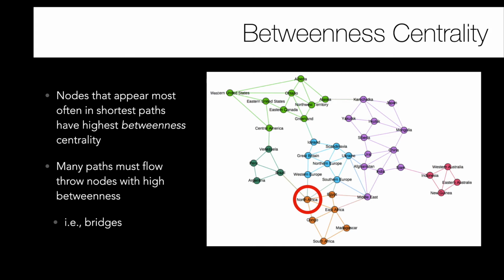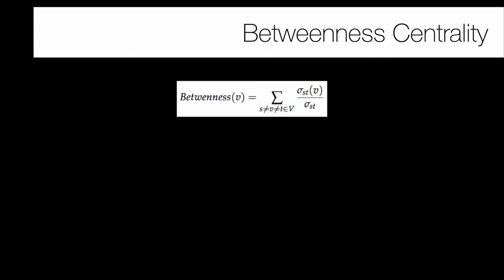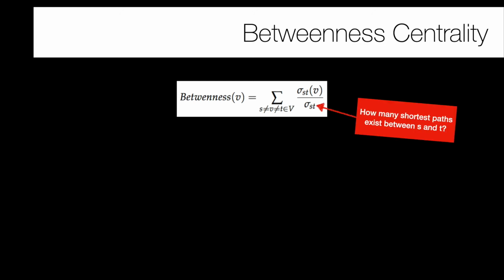So if you want to flow through many of these shortest paths from anywhere in Asia or Europe to Argentina or Peru, you have to flow through North Africa. So betweenness is a little bit more sophisticated than the other centrality metrics that we've talked about, because we have this sum of ratios where sigma st is the number of shortest paths between this pair of nodes, S and T.